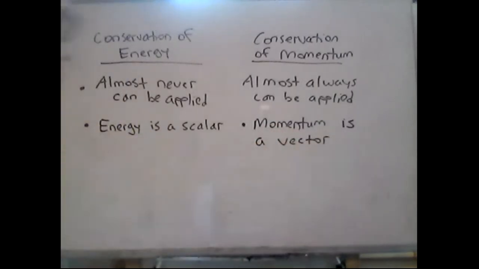And of course, with energy, there are many types of energy: kinetic energy, potential energy, work, radiant energy, thermal energy, and so on and so forth. Momentum is just momentum. You don't have different types of momentum. You just have momentum.